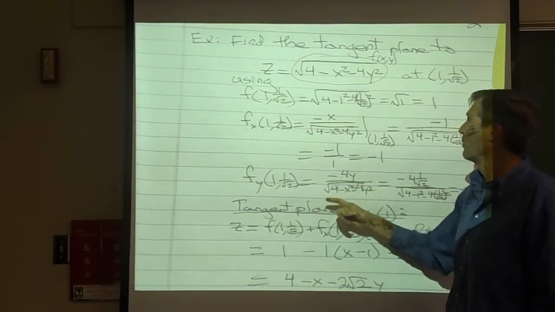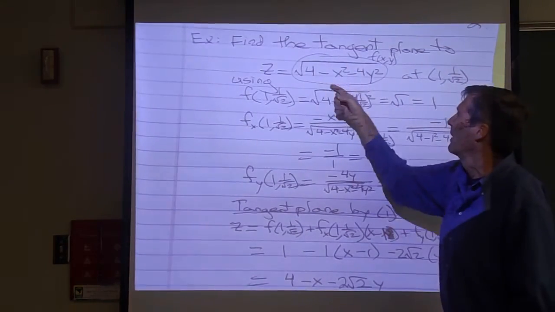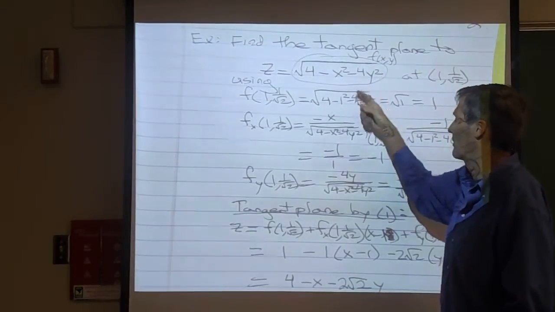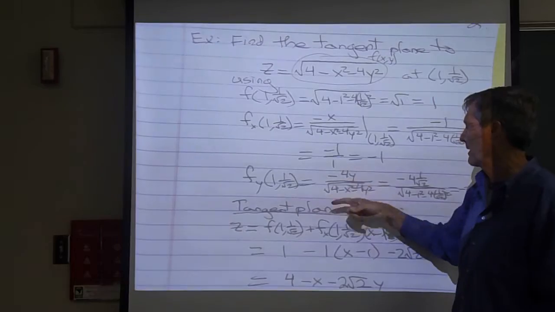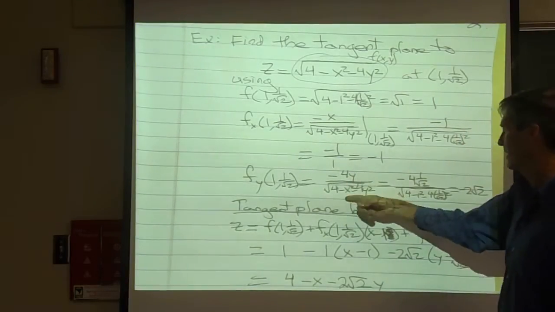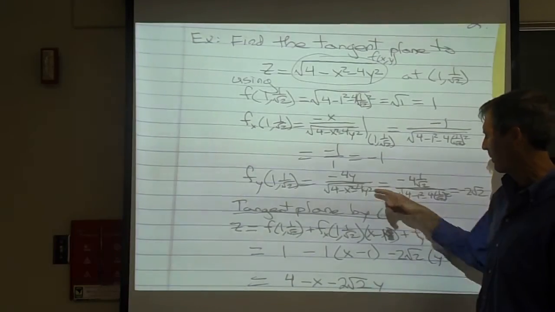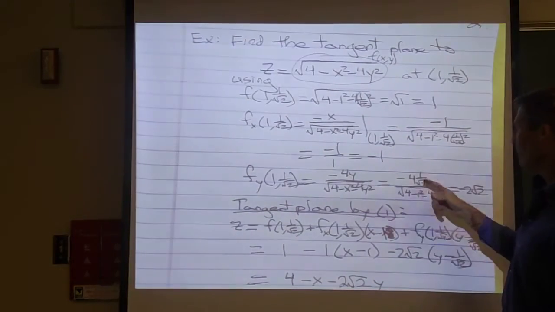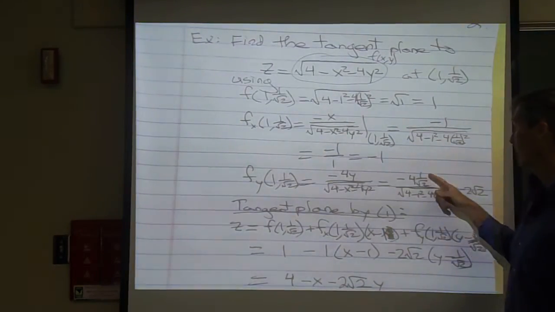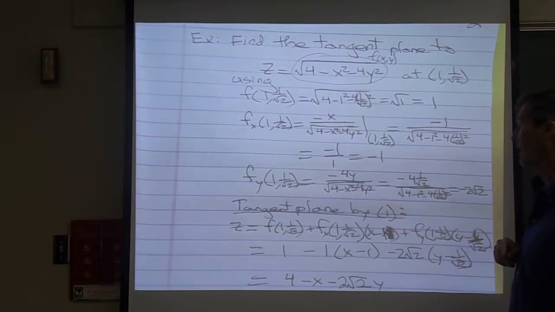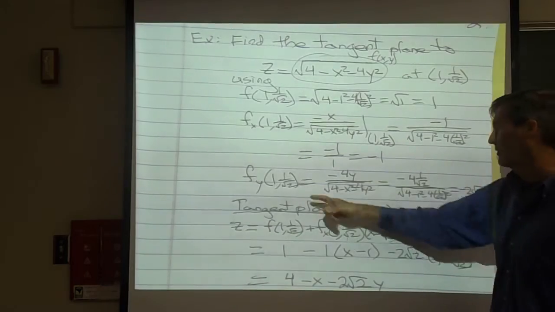Similarly, the partial with respect to y is 1/2 this whole thing to the minus 1/2 times the partial with respect to y, which is minus 8y. And the 8 partially cancels the half. You get this, minus 4y over the square root of 4 minus x squared minus 4y squared. Plug in the point, 1 over square root 2, and you get minus 2 square root 2 is the partial with respect to y at the point of tangency.